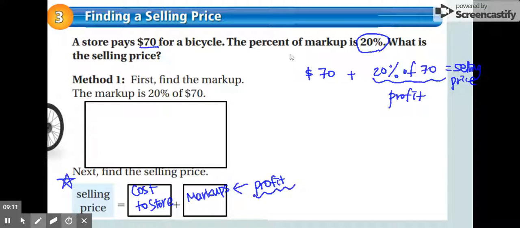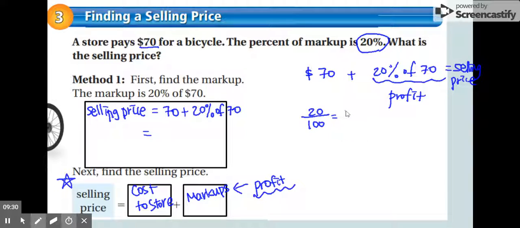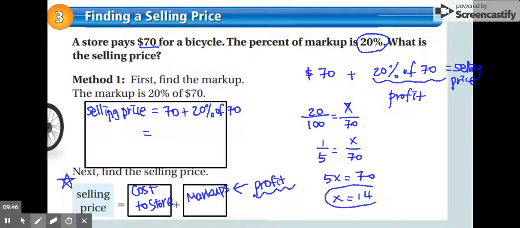So it says markup is 20%. So now let's find the selling price. The selling price is going to be $70, plus 20% of 70, right? So what is 20% of 70? 20 to 100, and we're looking for the part out of 70, and this can be simplified to 1/5. You better simplify it, over 70, right? So it's going to be 5x is equal to 70. x is equal to 14. So you add $14 to $70. So $84 is going to be the tag price. And 14 is your profit.